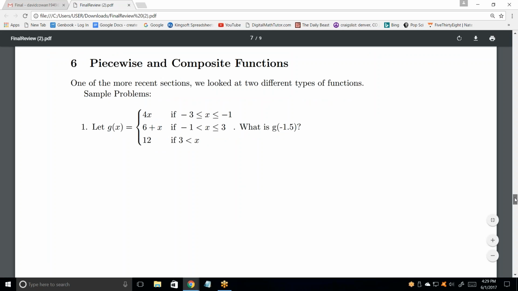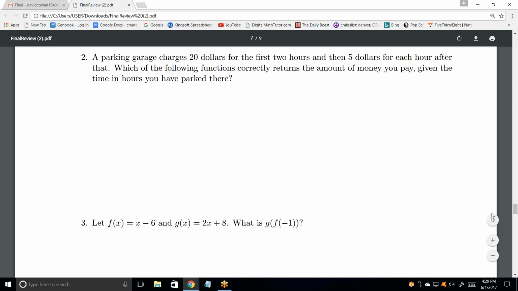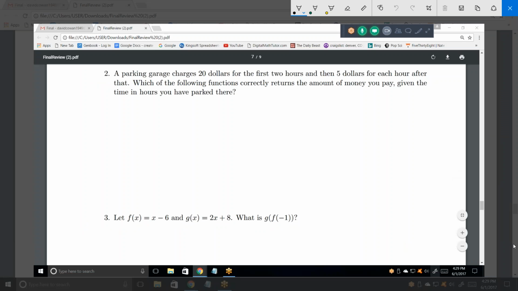Let's go down to the next one. We're missing some multiple choice answers here? I don't think so. Well, it says which of the following functions correctly returns the amount of money you would pay. So, in other words, it must be. We are missing them, but we don't need them.